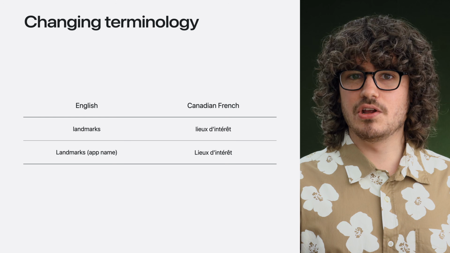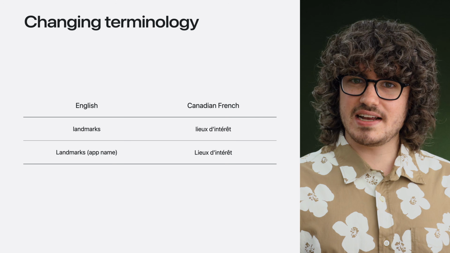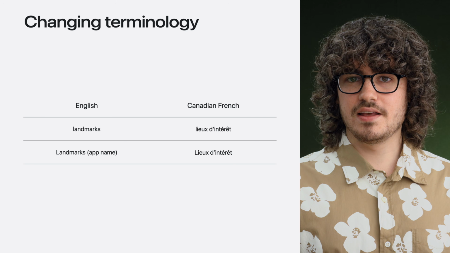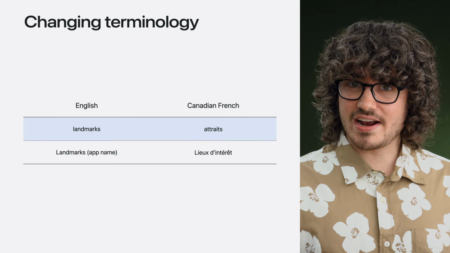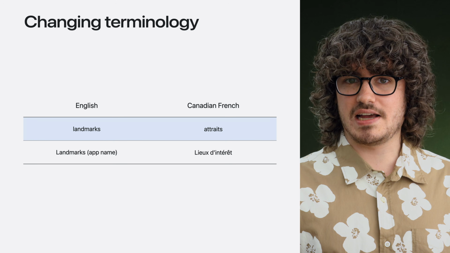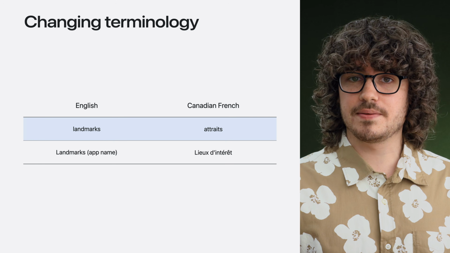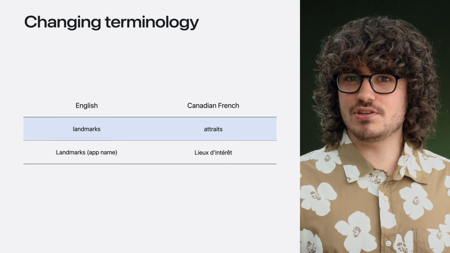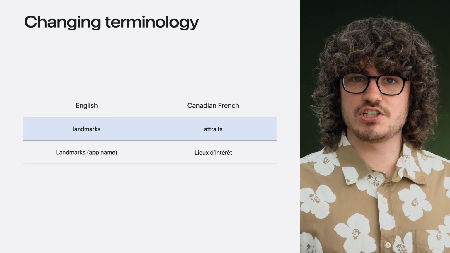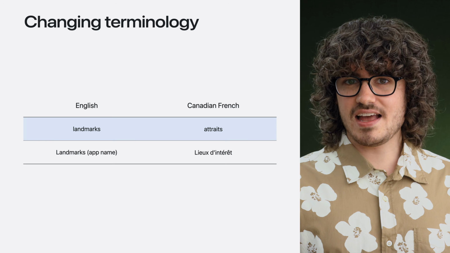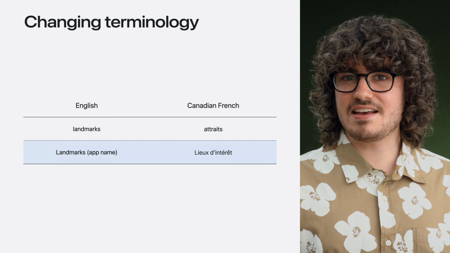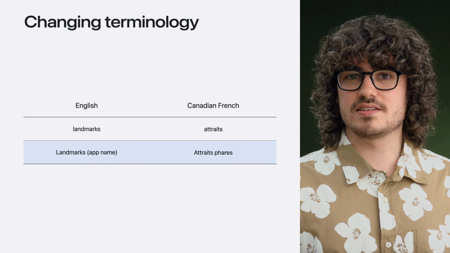However, since I grew up learning Canadian French, I have a couple of stylistic ideas that will help my app's translations really shine. The term attrait, or attractions, is often used by the Canadian tourism industry in a similar way to how I'm using the word landmarks in my app. I like the idea of using this more laid-back term, especially since it's very familiar to French-speaking Canadians. And for a little extra flair, I'll change the app name itself to Attrait phare, or flagship attractions.